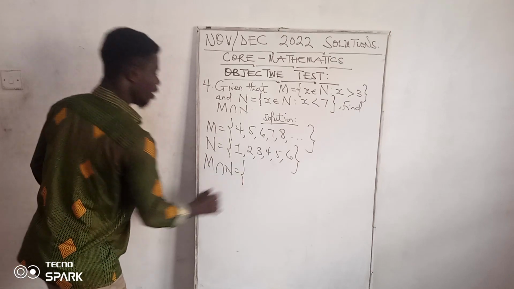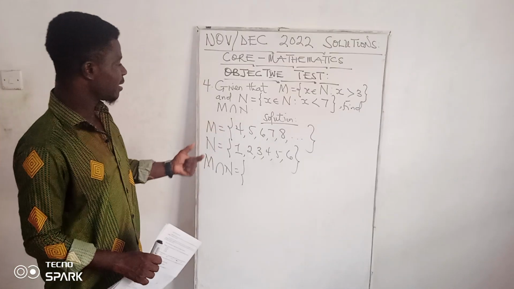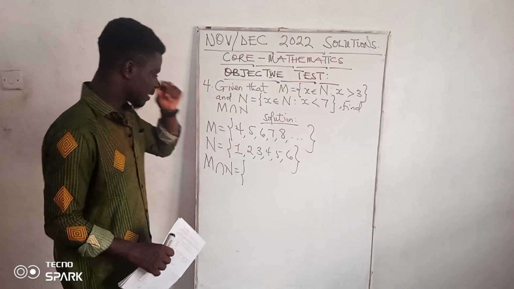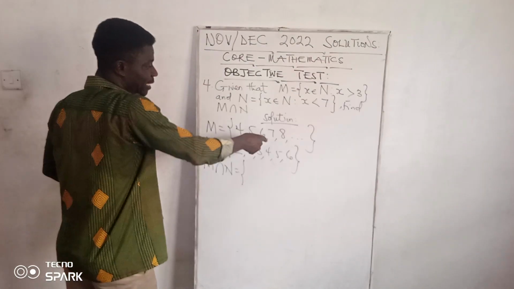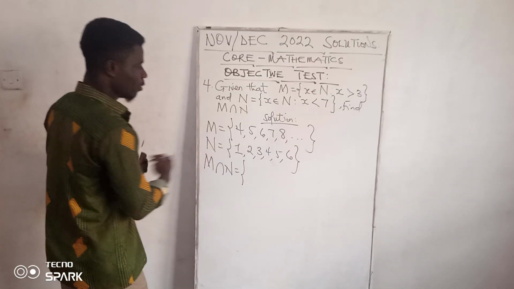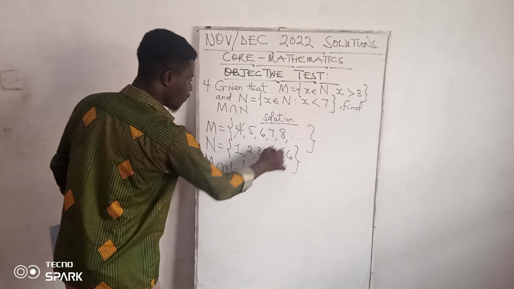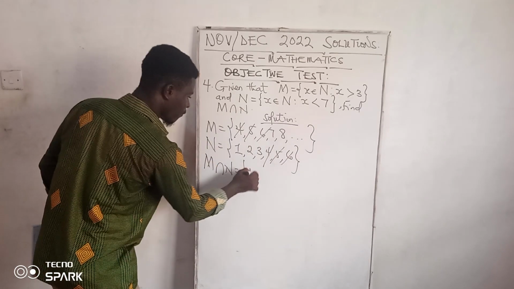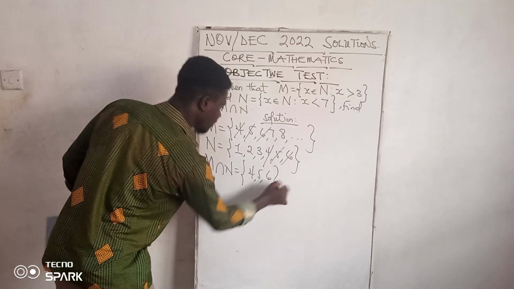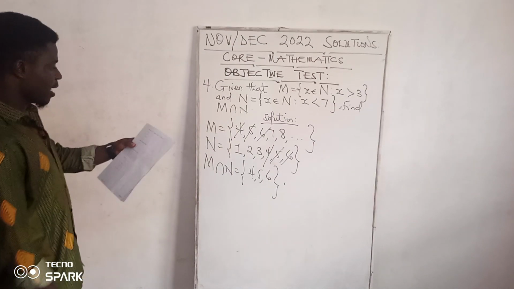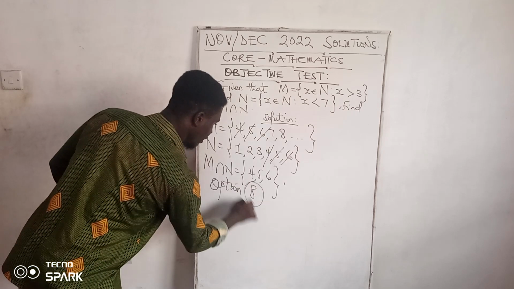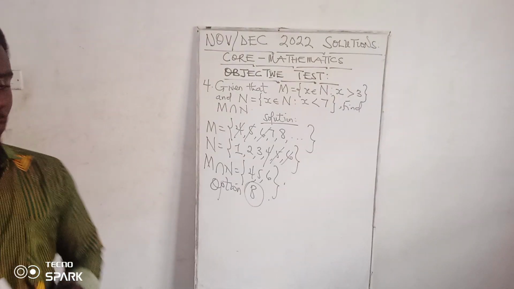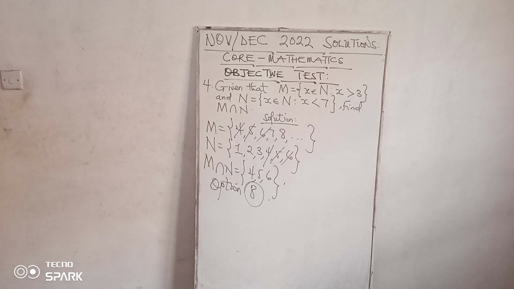intersection N? If you want to find M intersection N, it means the elements that appear in both sets. The elements which appear in both sets M and N are what? We have 4, 5, then 6. So that's M intersection N, which moves to Option B for boy.